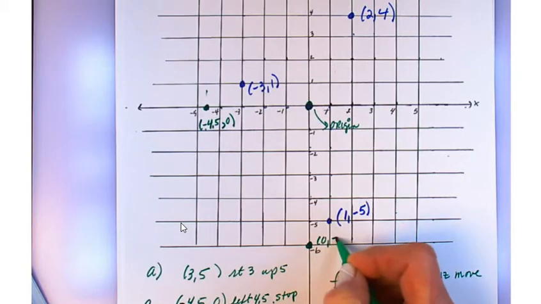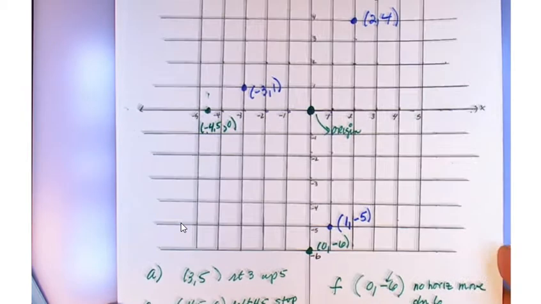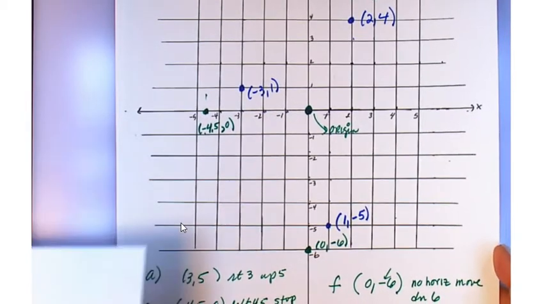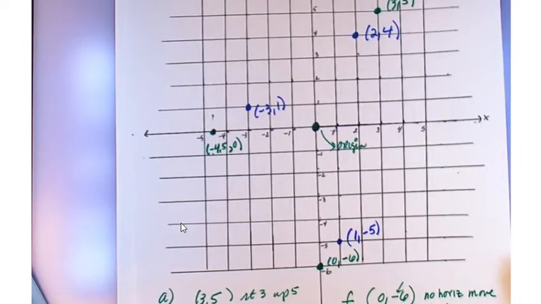0, minus 6. Okay? So you have to be very proficient at plotting points in order to work on graphing lines.